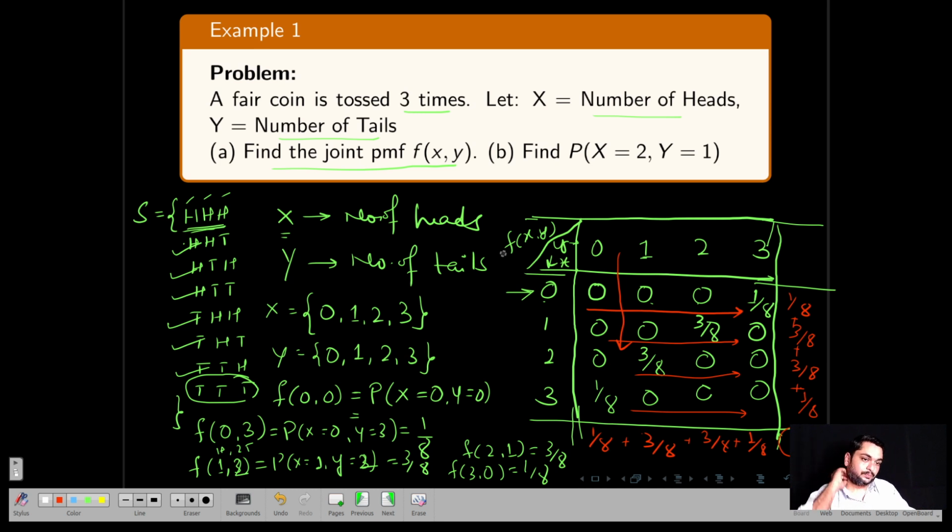Now second part, B. Find P of x equal to 2, y equal to 1. See, already I got the PMF. So x equal to 2, y is equal to 1. What is that value? 3 by 8. This is equal to 3 by 8. This is how you have to solve. Okay.